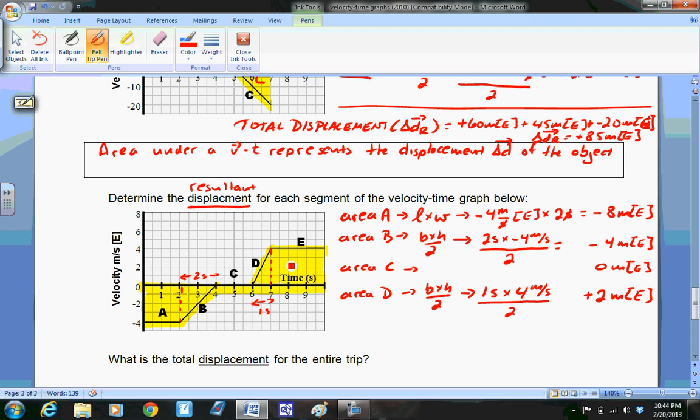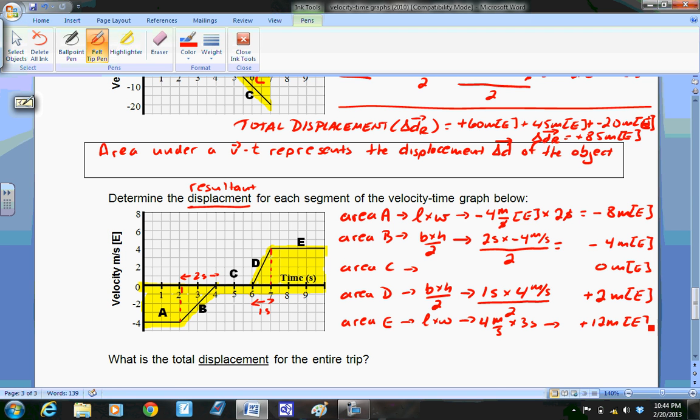And finally, for our last section here, we're going to be looking at the area of a rectangle. So we're going to be using the length times width formula. Here our length, height, will be 4 meters per second. And the base here is going from 7 to 10, 3 seconds. So we get a value of positive 12 meters east.